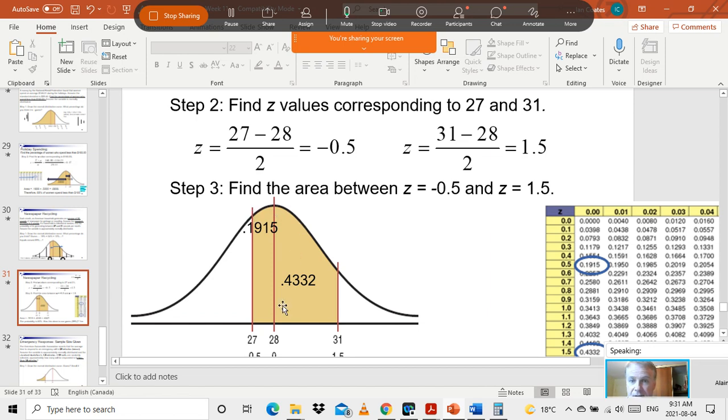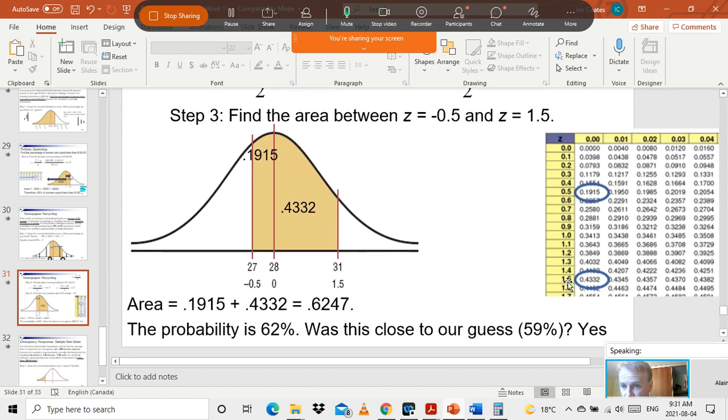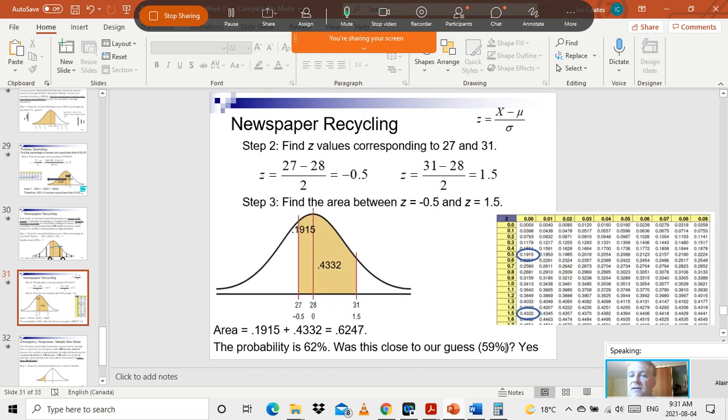Now for this area, we found the Z score, 1.5. The table value for 1.50 is 0.4332, so 43%. So I add this one, we get a value of 62%. Was this close to our guess? Yeah, it was pretty close. That's what we're looking for there. Your final answer should be close to your guesstimate.